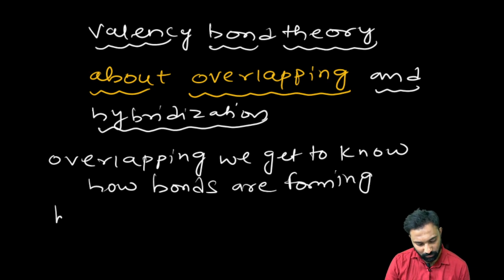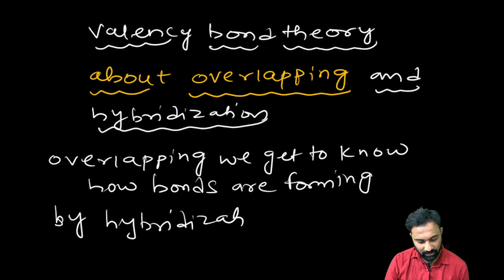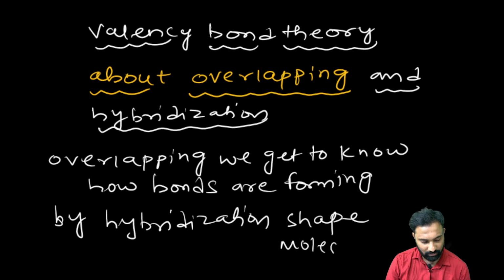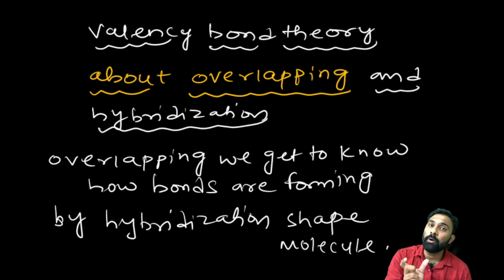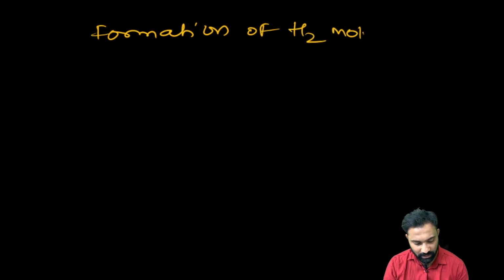By hybridization, we know the shapes of molecules. Clear? By the overlapping concept, we learn how the molecules are forming the covalent bond, and at what bond length that covalent bond is stable. That we are going to study with the example of the formation of H2 molecule.